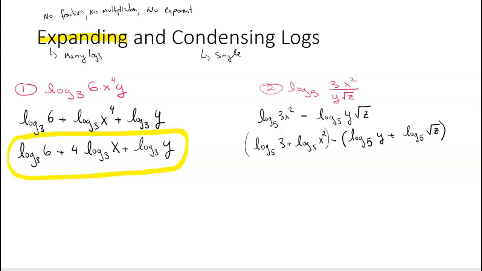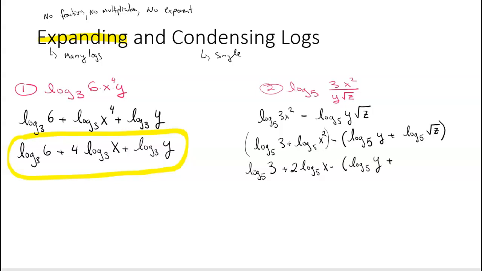Log base 5 of 3 has nothing attached to it, so I'm good. This has a 2, so I'm going to bring that apart. And then minus, again, parentheses, log base 5 of y.